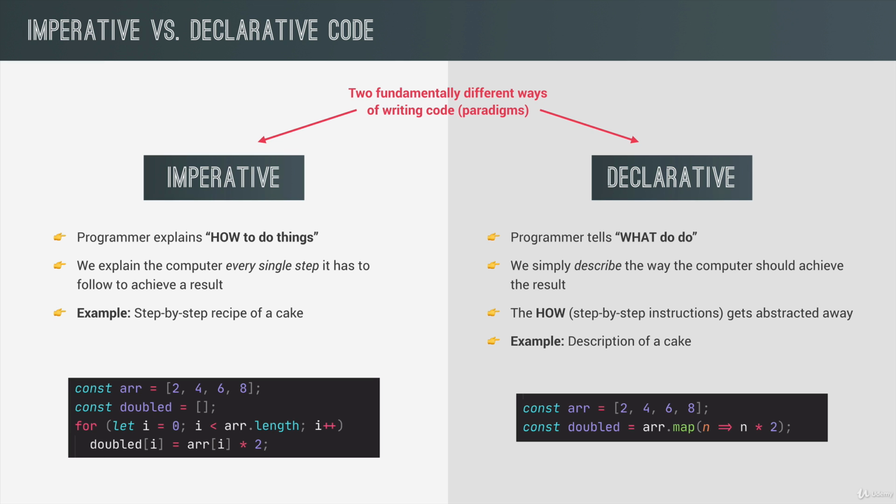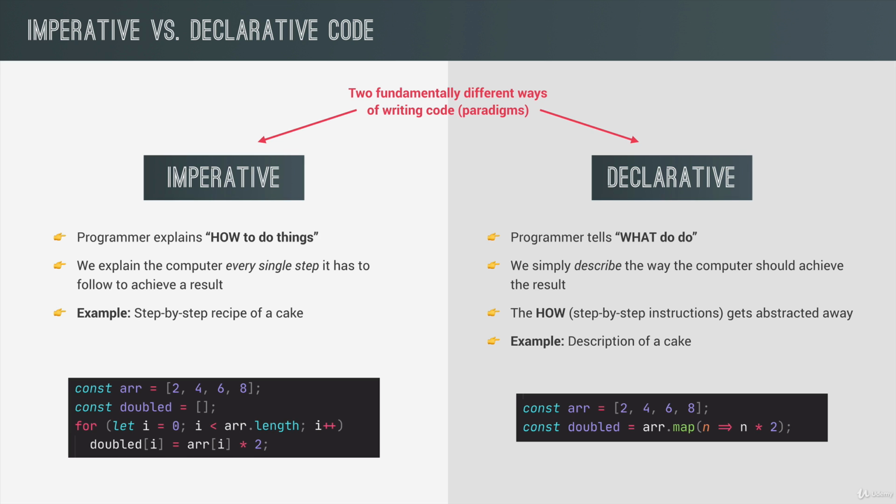If you compare this code example with the one on the left, then you will really see that in this example, all we are doing is describing the result that we are looking for. We are simply telling the computer what to do, which in this case is to simply map the original array onto a new array and double all the elements. But all these super detailed steps that we have on the left side, like creating an empty array and initializing a counter, have been abstracted away because we don't really care about them.